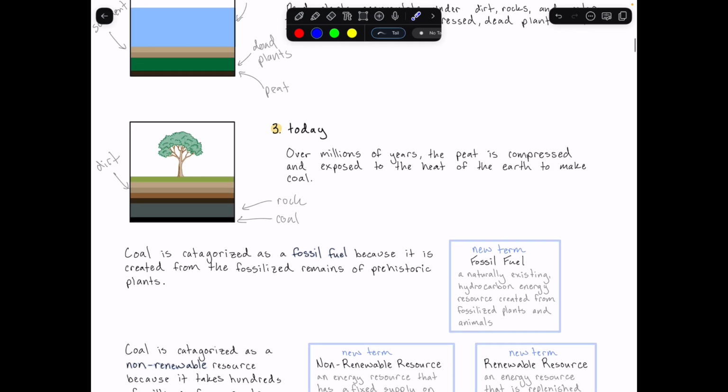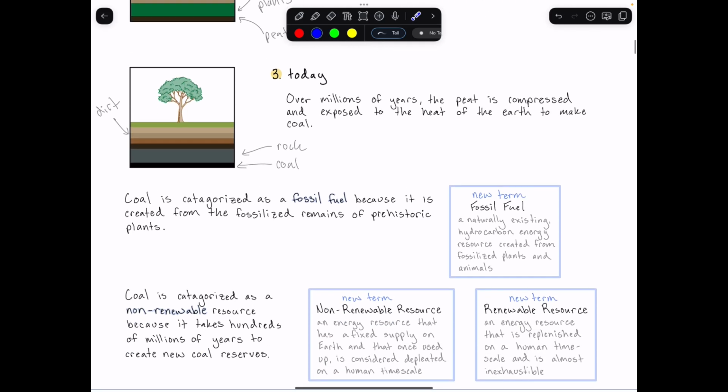And then the other set of terms that I wanted to discuss is non-renewable resource and renewable resource. And coal is considered a non-renewable resource because it takes hundreds of millions of years to create new coal reserves. The definition of a non-renewable resource is an energy resource that has a fixed supply on Earth, and once it's used up, it is considered depleted on a human timescale. And because coal takes millions of years to create, once we use up a coal reserve that we have found, it's going to take a few 100 million years for it to be replenished.